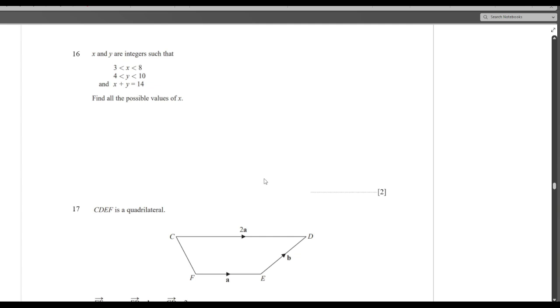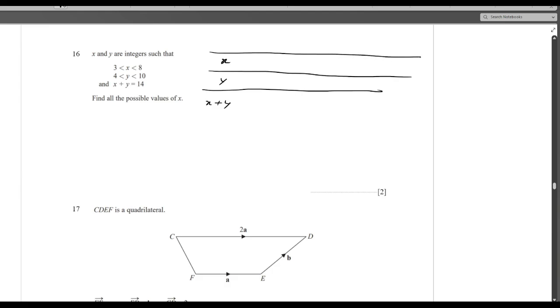X and y are integers such that x is between 3 and 8, y is between 4 and 10, and x plus y is 14. Find all possible values of x. So here we have x, y, and x plus y. Now x plus y should be equal to 14. So if I start my x with say 4, then to get 14 my y should be 10.